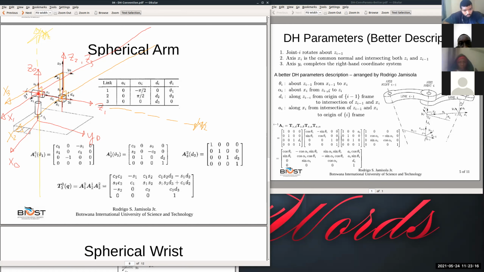Now we look at the DH parameters. Let me just erase some of these so it will be easier. We erase this.